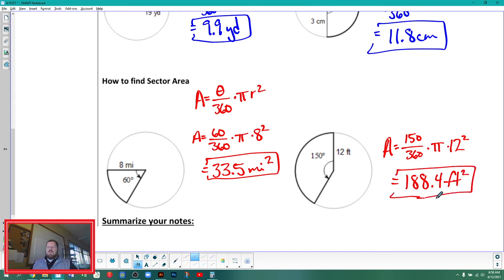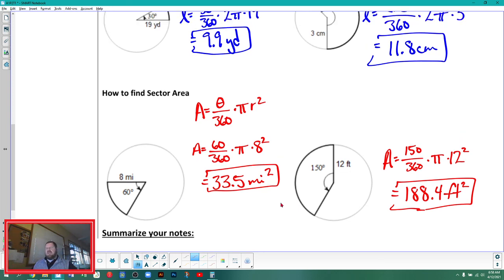Okay, so good deal today. Had a little bit of old stuff and some new stuff as well. But I hope that this is kind of an easier way to look at it. Okay, for sector area and arc length, we're just dealing with a fraction of a measurement that we've already found, whether it be area or circumference.